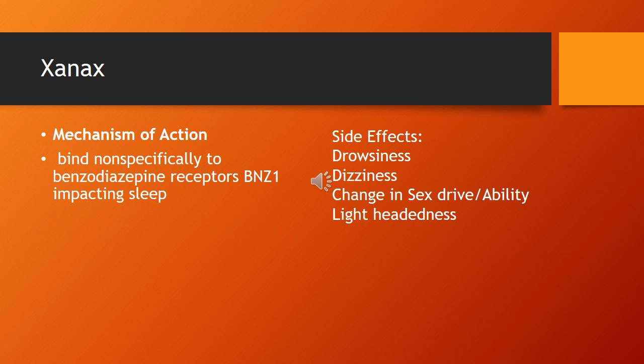Okay, looking at the mechanism of action for Xanax, it binds non-specifically to benzodiazepine receptors, BNZ1, which impacts sleep. So it acts at different levels in the central nervous system, and can produce central nervous system depression.